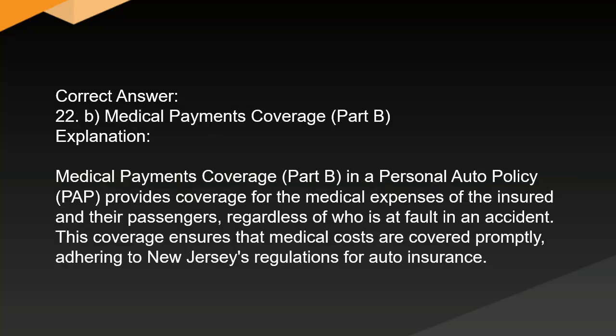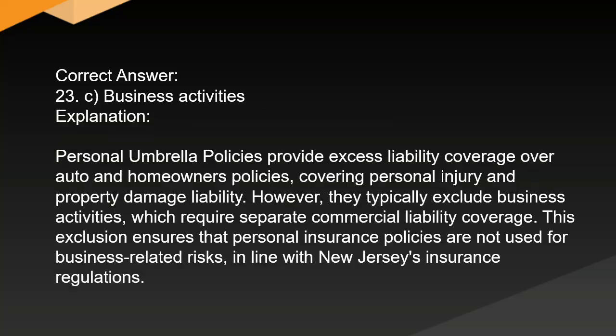Correct answer: B. Medical payments coverage, Part B. Explanation: medical payments coverage, Part B, in a personal auto policy, PAP, provides coverage for the medical expenses of the insured and their passengers, regardless of who is at fault in an accident. This coverage ensures that medical costs are covered promptly, adhering to New Jersey's regulations for auto insurance.